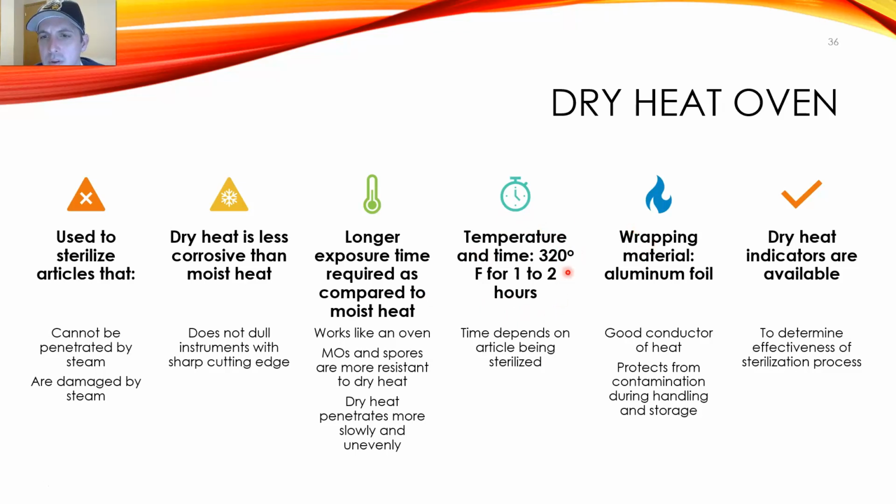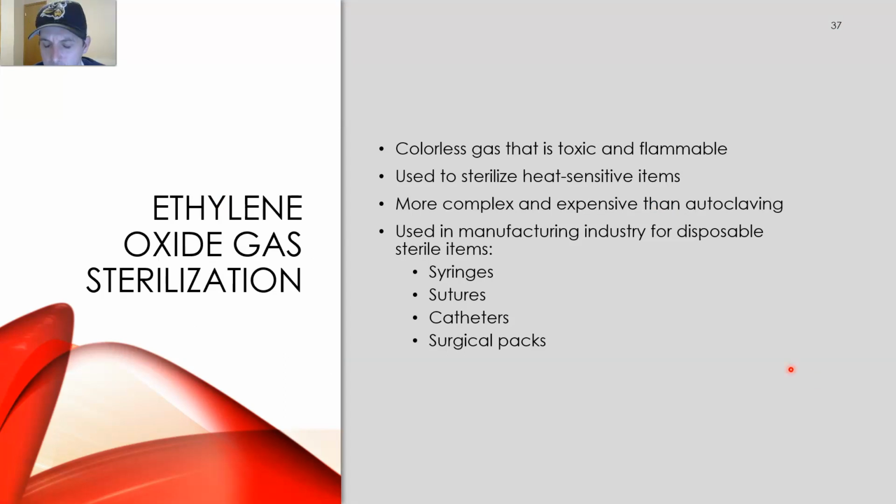You'll do similar things, but now in this dry heat oven, 320 degrees for 1 to 2 hours, and you can really use any oven as long as you can control the temperature. Wrap it in a similar way with aluminum foil, and there are dry heat indicators as well.